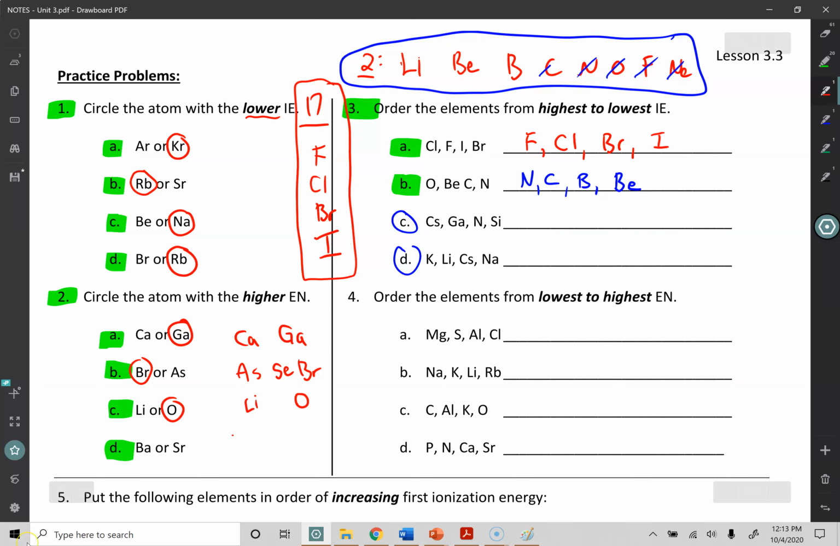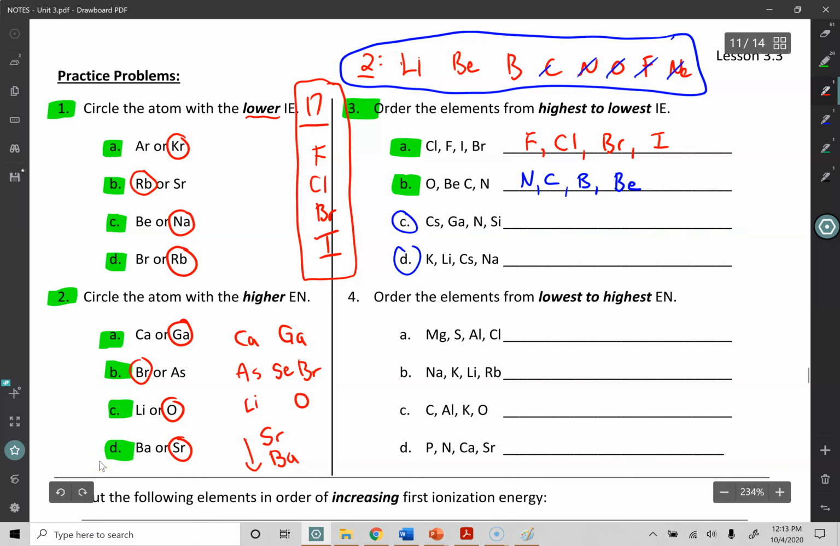We've got barium, which is right below strontium on the periodic table. So Sr, Ba. We know as we go down a group, electronegativity decreases. So strontium should have a higher electronegativity than barium. Really try to get used to using the locations on the periodic table to determine which element is going to have a greater or lesser electronegativity. Do not just look things up on Table S.